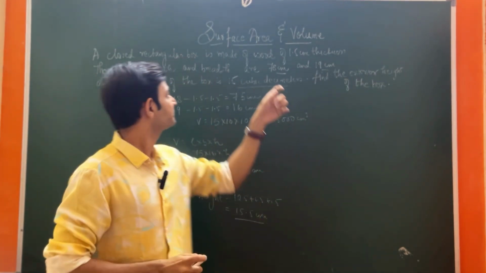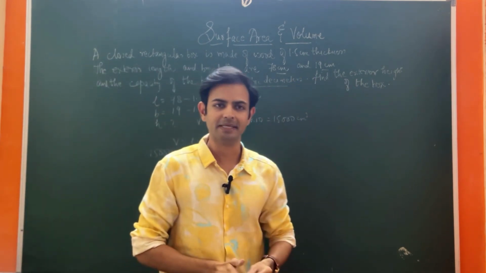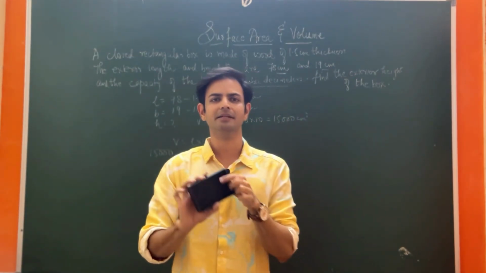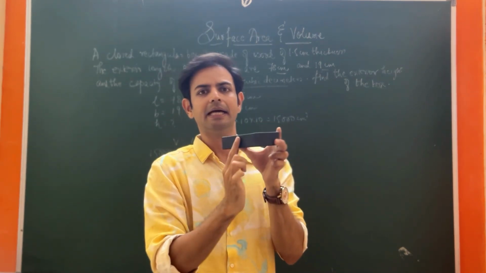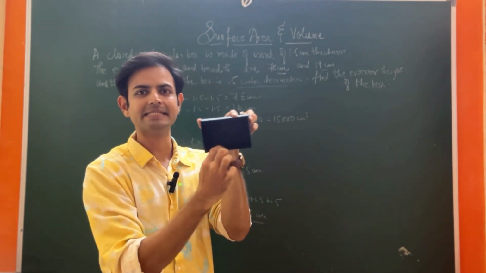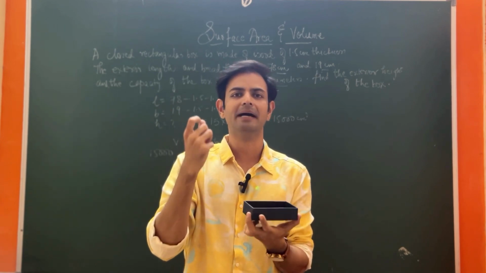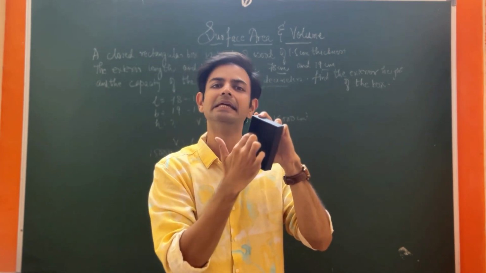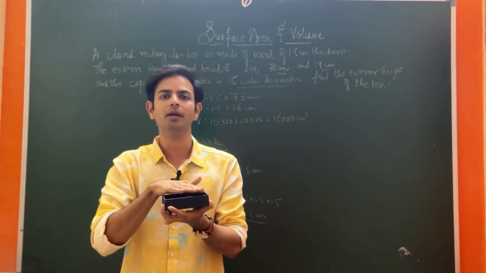Now what is the exterior length and breadth and the exterior height means? For this, let's understand with the help of this box. Now what you see here is the exterior part, and what you see here inside, that is the interior part. So whenever we are given a capacity, it is always for the interior of the box because that is the volume that we are looking for.